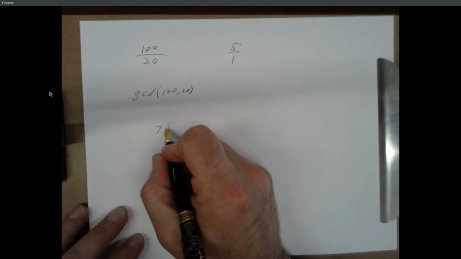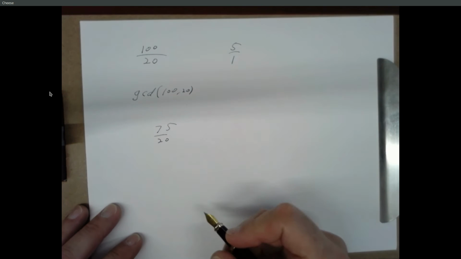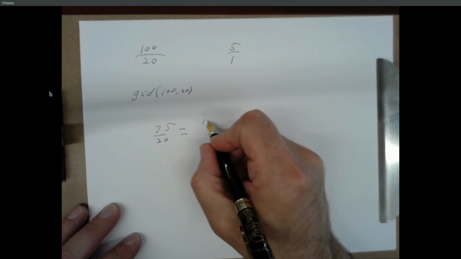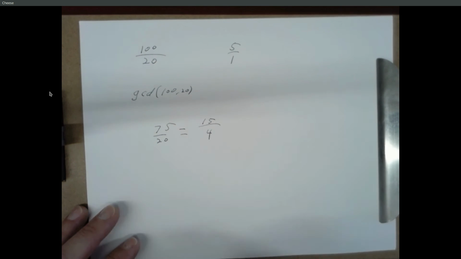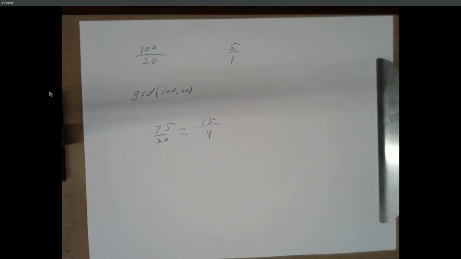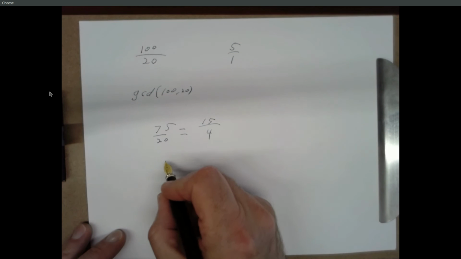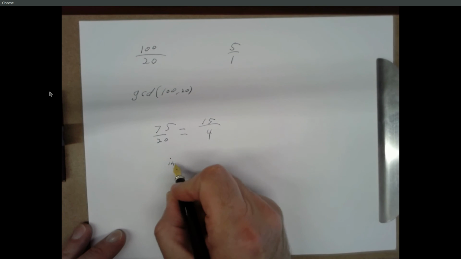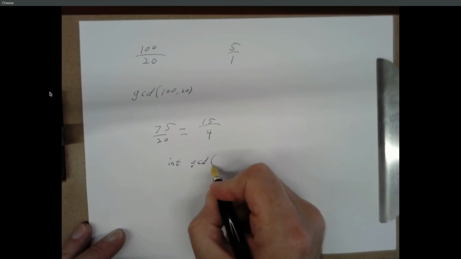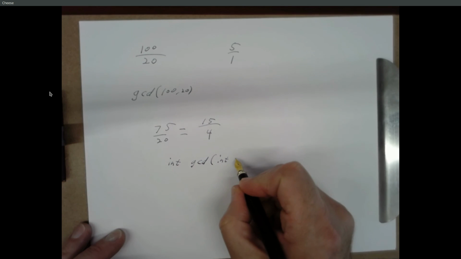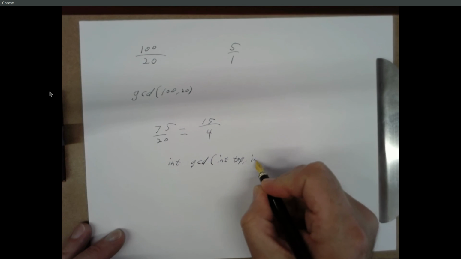If you have 75/20, the greatest common factor is 5. This is going to be the same thing as 15/4, and then that's in simplest form. So the whole trick is to find the GCD. Is that predefined in the Java math class? Yeah, but you've got to write it yourself.